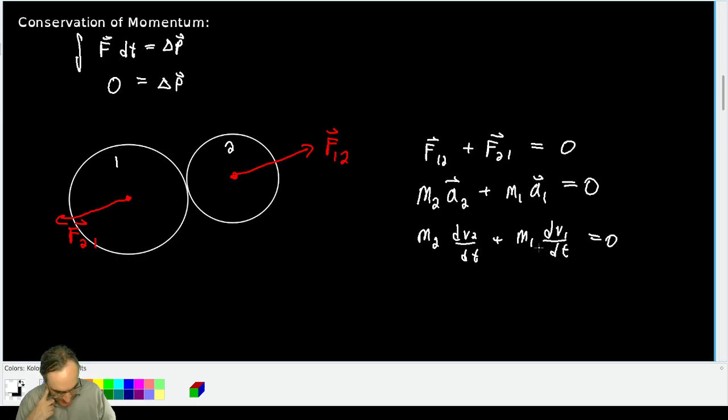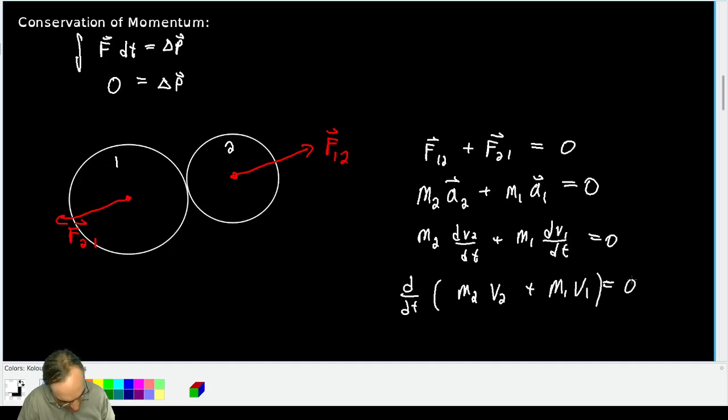Okay, and let's see. I think I'm on the right track, but I want to check something. Yep, doing fine. Need to have more confidence. d/dt of M2 V2 plus M1 V1 equals 0. Okay.